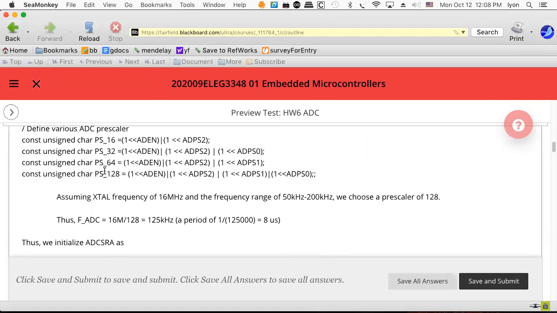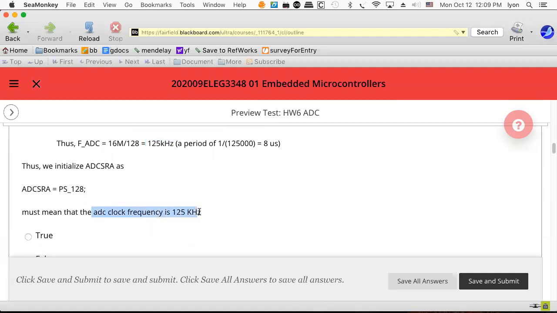So here's a series of prescaler settings. Say we have a crystal frequency of 16 megahertz and a desired range of 50 to 200 kilohertz. What will a prescaler of 128 buy us? We take the 16 megahertz divided by 128, we get 125 kilohertz input into the successive approximation ADC. That's going to take perhaps 13 cycles, so we'll divide this by 13 in order to get an actual conversion rate. I think it came out to be 9.6 kilohertz.